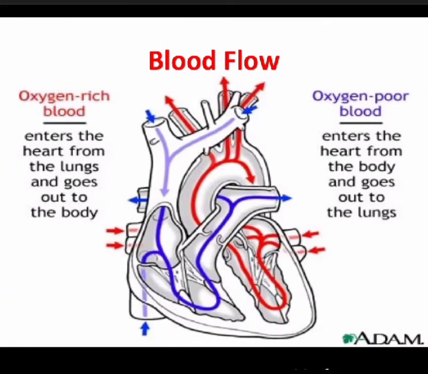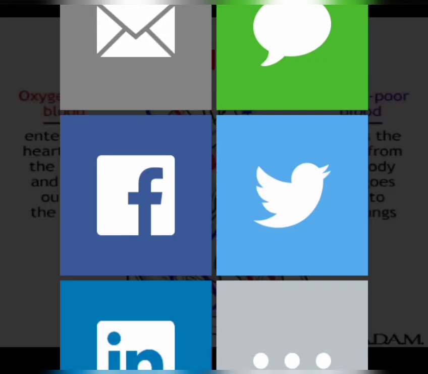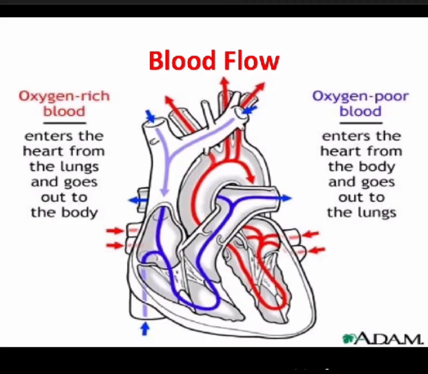Now, direction of blood flow. Now we have oxygen rich blood, which is in red, then oxygen poor blood, which is blue. So we have what we call the superior vena cava, we have the inferior vena cava. Okay, they are the parts of the heart where the blood enters. The superior is blood from the head.